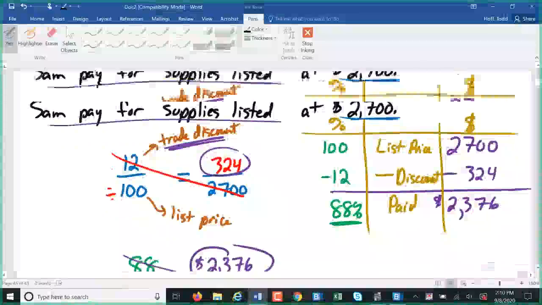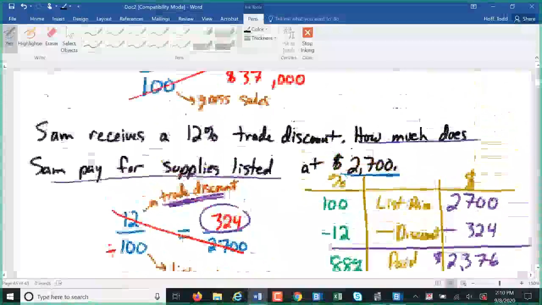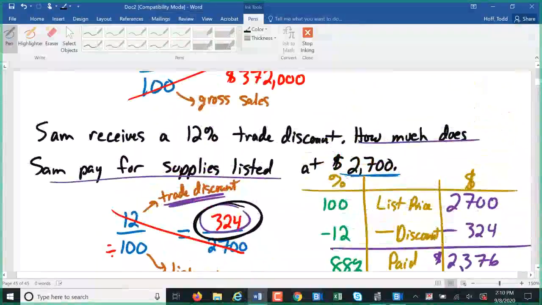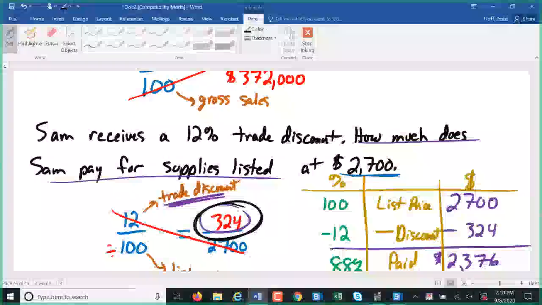Like this one up here, we found the 324, but we weren't asked what the discount was. We were asked what was the amount paid. So once we've done a calculation, it's really easy to write down the answer to that calculation and move on. We have to make sure that that actually answers the question that was being asked.